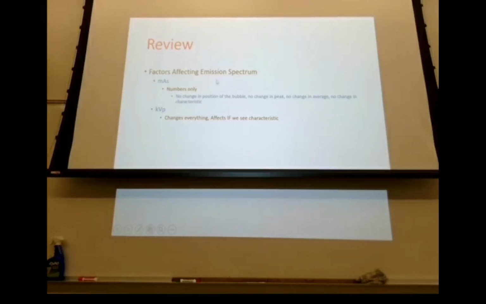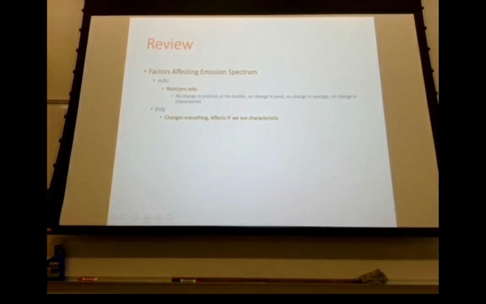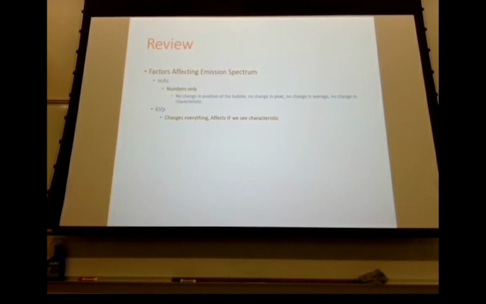So the factors affecting the emission spectrum, mass, only numbers. The only thing that it does is numbers. Okay, so if you double your mass, you double everything. You double everything in context of radiation exposure to the image receptor. KVP changes everything, and it changes everything except for the minimum energy. If we see a characteristic curve, it increases the height of the bubble, increases the numbers, and pushes everything towards the high energy side.